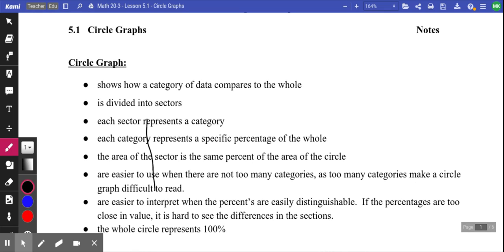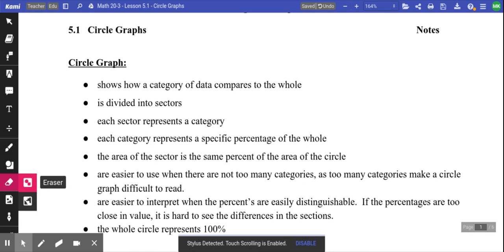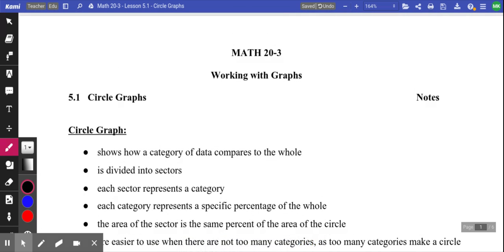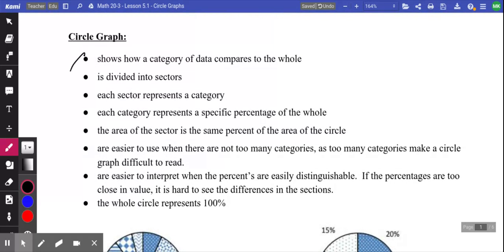All right, welcome to Unit 5. This is our first lesson. Unit 5 is all about graphs. So our first lesson is going to be about circle graphs. This is just some info about circle graphs, if you want to read it.